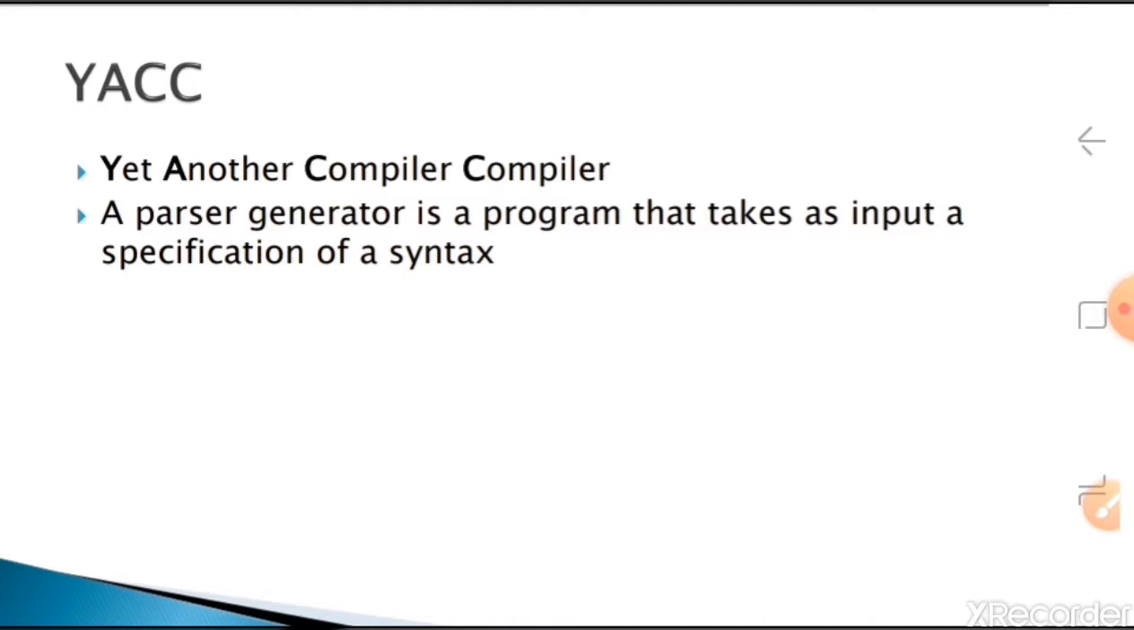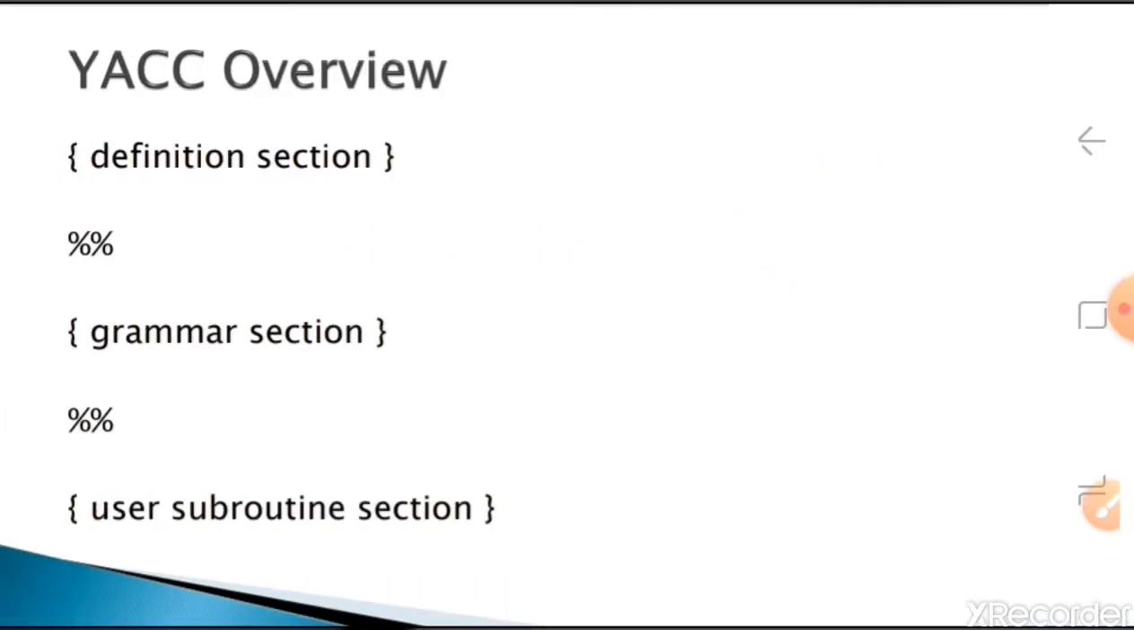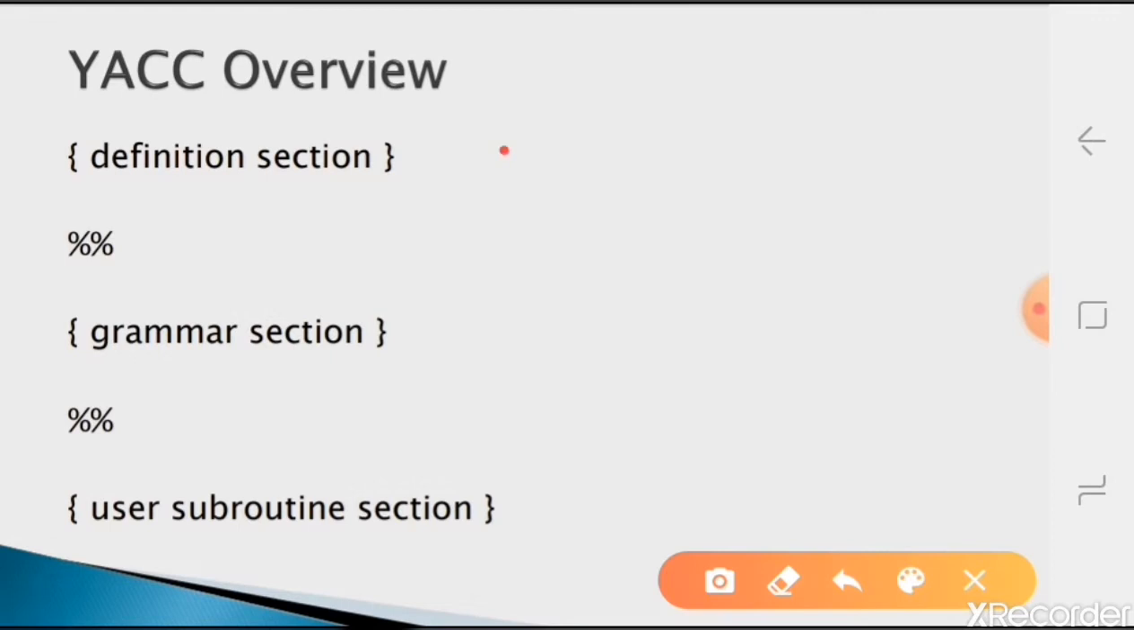So here is the overview. How we'll write a YAC program, we'll study now. This also contains three sections. The first one is the definition section, the second one is the grammar section, I'm calling it, some authors still call it a rule section. And the third one is the user subroutine section. Here the difference is that while defining the definition section, you can give tokens. Okay, so which all tokens we want to identify from the lexer, you can give them here.